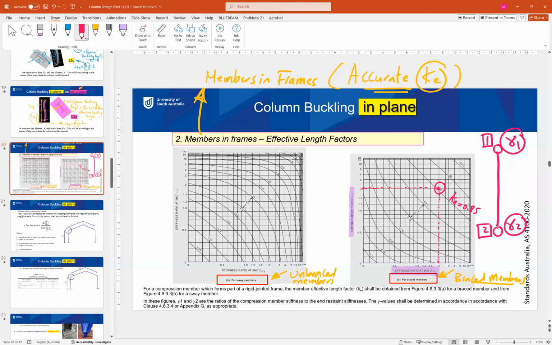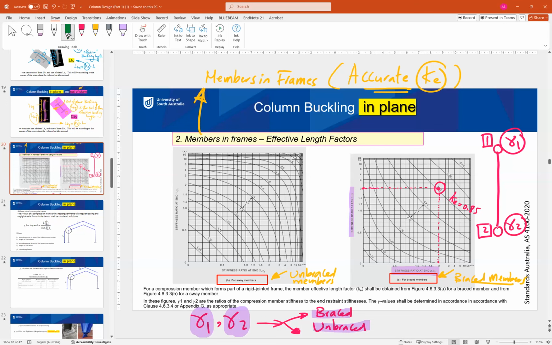To enter this chart, you need gamma 1 and gamma 2, and you also need to know if the column is braced or unbraced. Okay, this method is a little bit more complicated compared to the other one, because with the other one you go directly to the table to find the value. But in this case, we need to get the value of gamma 2 and gamma 1, and we need to know if the frame is braced or unbraced.